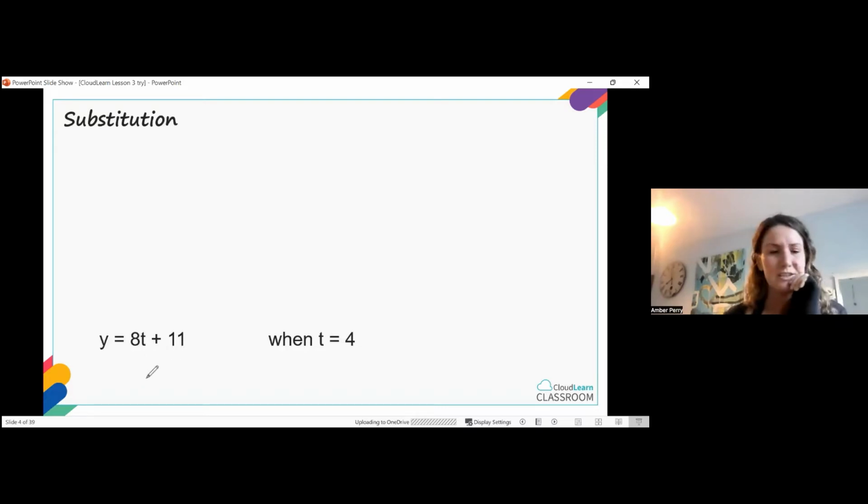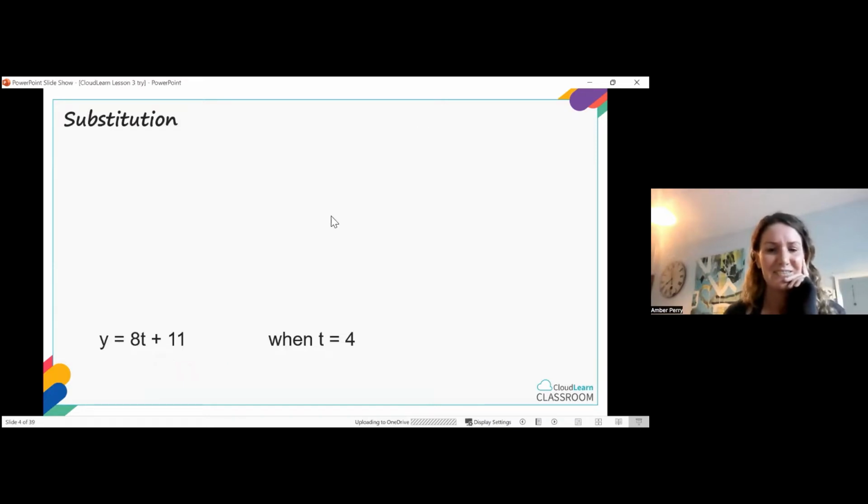So I'm just going to throw that one out there. That's going to be 8 multiplied by 4. 8t is 4 there. Plus 11. That's 32 plus 11, which is 43. Okay. Correct answer there. Well done. Good to see some people participating in the chat. Thank you for doing so.